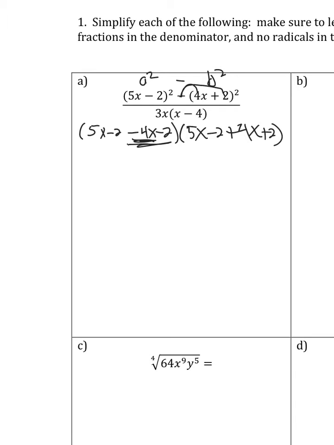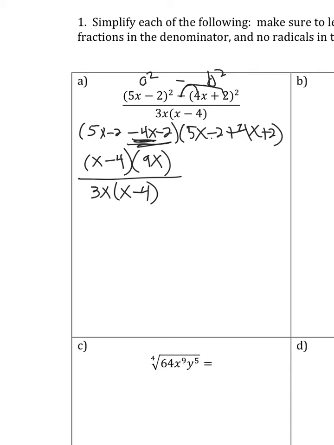So in the first factor, we're going to end up with 5x minus 4x, or just x. Minus 2 gives us minus 4. On the second factor, we're going to get 5x plus 4x, or 9x. And minus 2 plus 2, so we just have 9x. Our denominator is 3x times x minus 4.